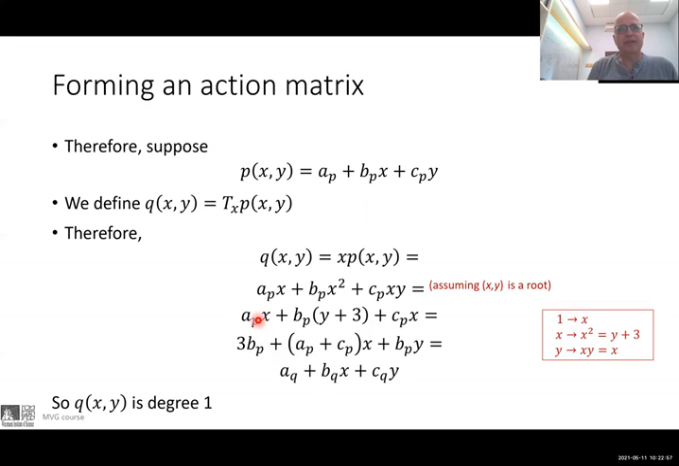And now this is a first order polynomial, so we rearrange it. We get 3 times BP plus AP plus CP times x plus BP times y. I simply rearranged the terms. And we call these AQ plus BQ x plus CQ y. So it's a first order polynomial.